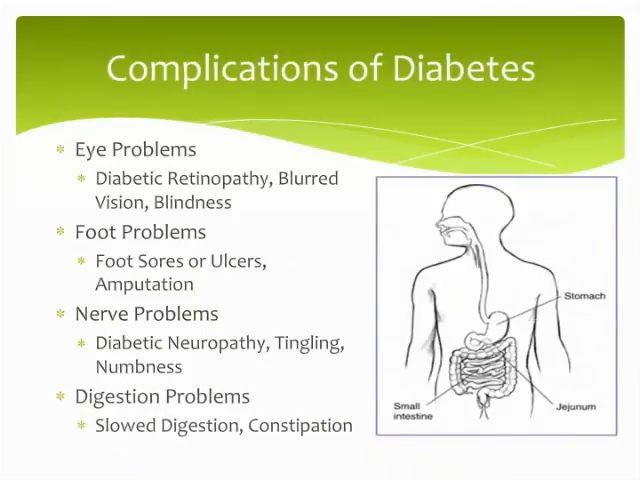Digestion problems, such as gastroparesis or slow digestion, and constipation are likely to occur. Gastroparesis, or slow stomach emptying time, can lead to a person not absorbing nutrients properly, vomiting due to slowed stomach emptying time, and acid reflux or heartburn.